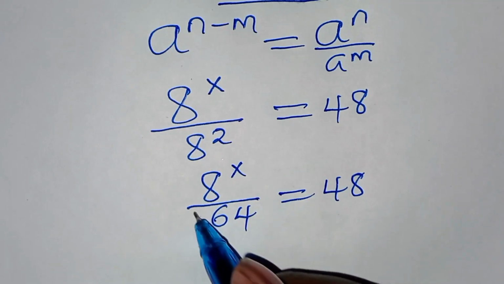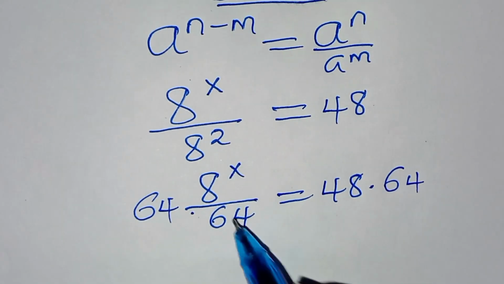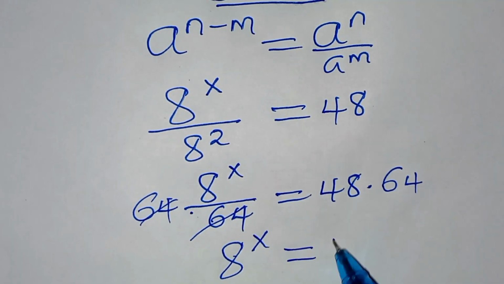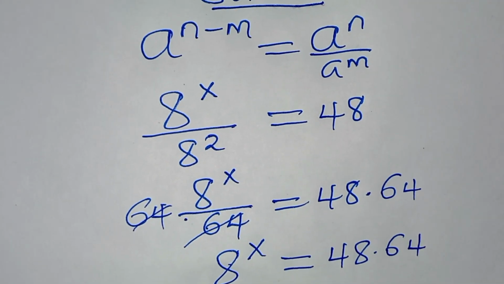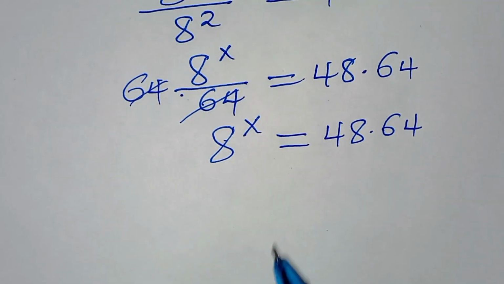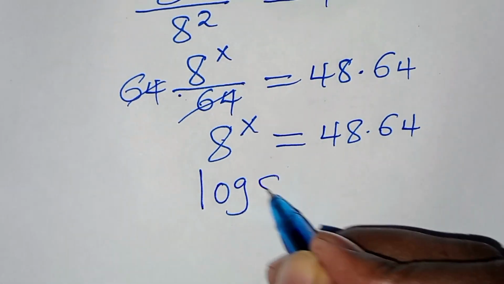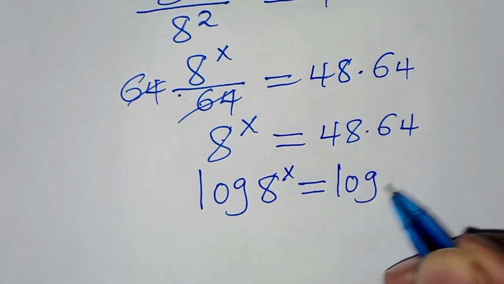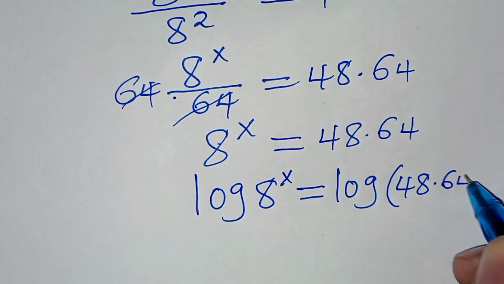So let's multiply both sides by 64. So now here we have 8 to the power x equal to 48 multiplied by 64. To solve for the value of x here, we introduce logarithm on both sides. So here we have log 8 to the power x equal to log of 48 times 64.